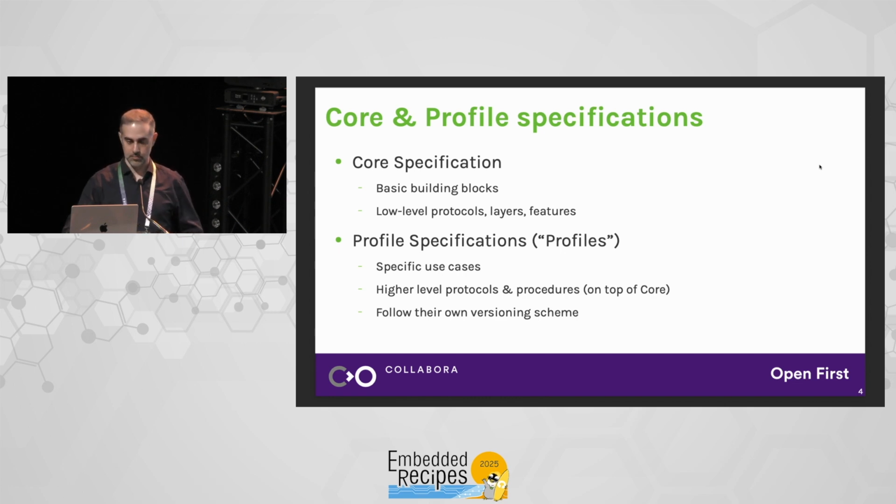The core specification has the basic building blocks for building Bluetooth wireless applications, and specifies all the low-level protocols and features. And on top of that, we have the profile specifications, the so-called profiles, which describe how to implement a specific use case on top of the Bluetooth core. And they have higher-level protocols, procedures also for using these protocols, what kind of commands to send, etc. And they have their own versioning scheme. And they can be released separately from the core, but they tend to also be released together.